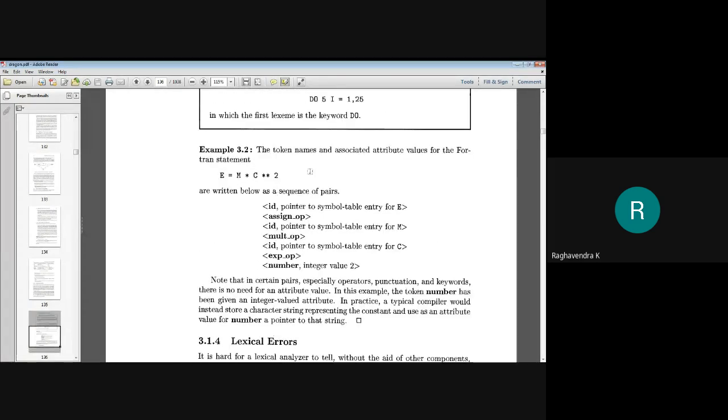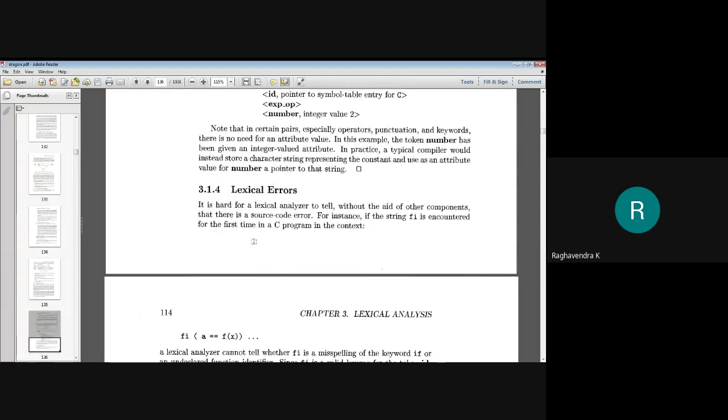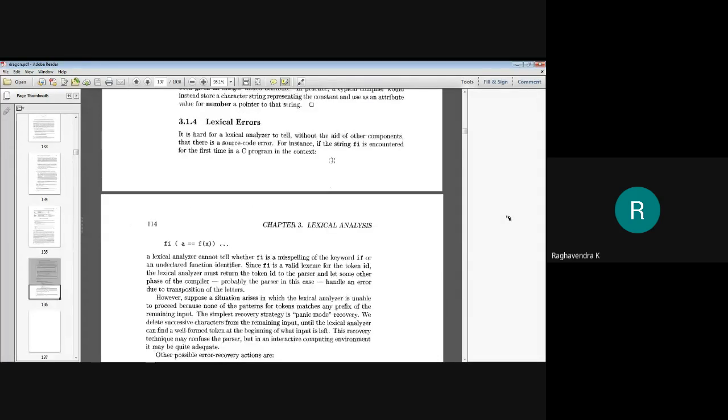Like this example we had seen, E is equal to MC square, and the possible set of the tokens that are returned by the lexical analyzer is actually shown here. Okay. When it comes to handling errors, the lexical analyzer can come across errors in the source program, and the type of errors that is handled by the lexer is going to be important, right? Because it basically affects the efficiency of the lexical analyzer.